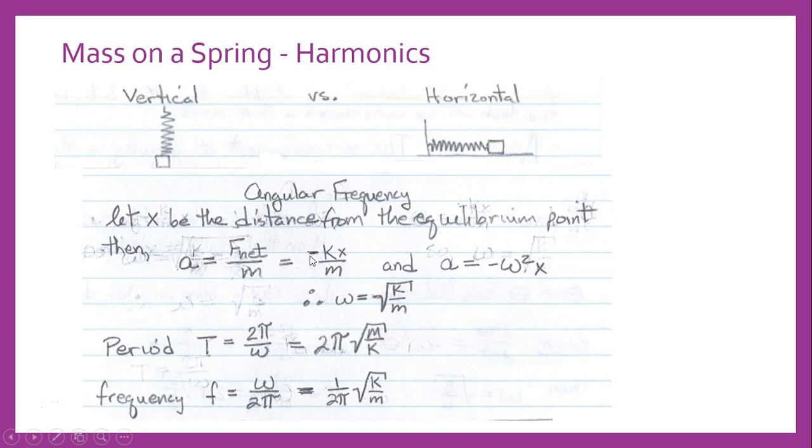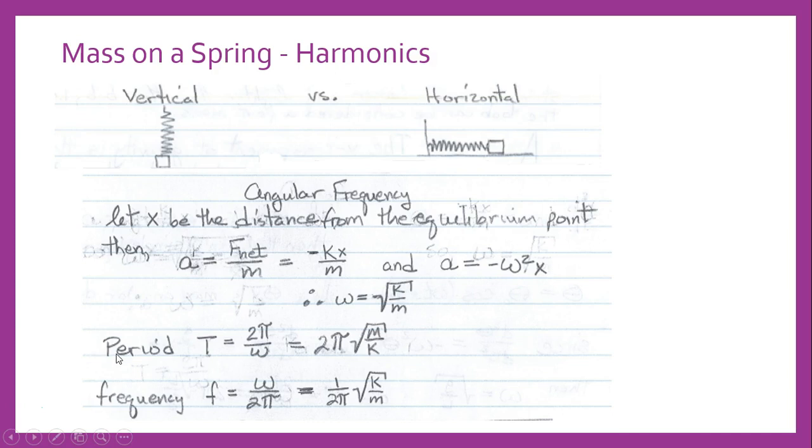Let's look at the harmonics of a mass on a spring. First, we'll look at angular frequency. We know that acceleration is just the net force divided by mass, and we know that the net force is proportional to the distance the mass is from the equilibrium point. We also know that the acceleration is equal to the angular frequency squared times the position. We can take these two equations and solve them for the angular frequency, and this is the relationship. This is a very important relationship that you want to remember.